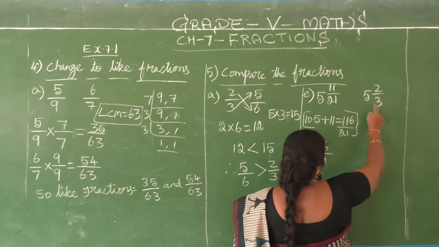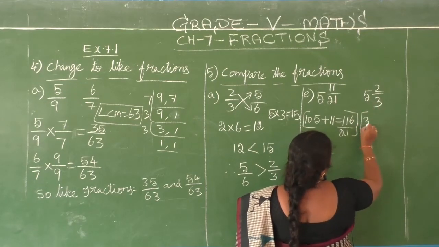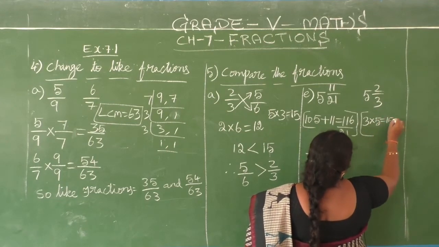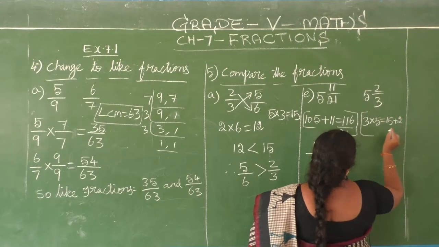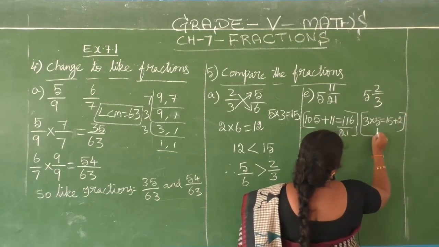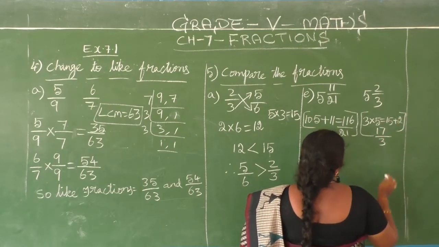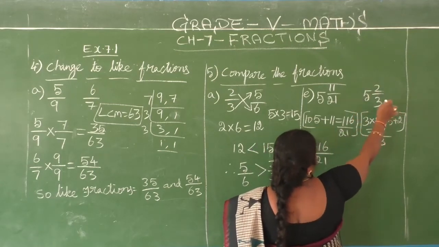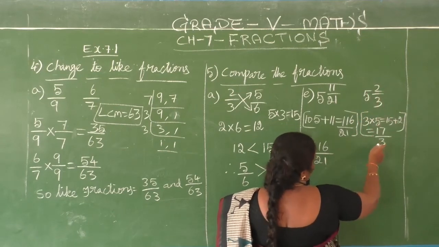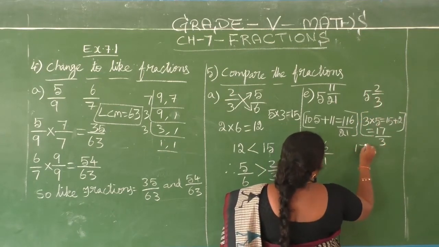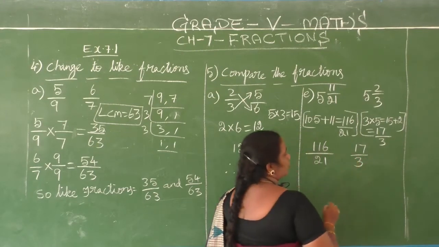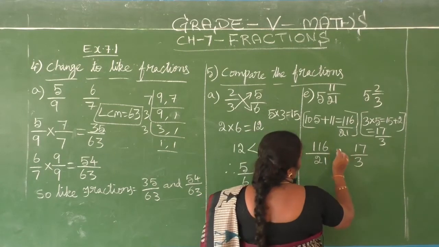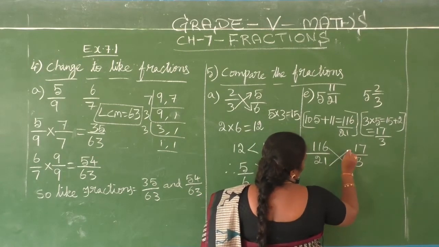Here also a mixed fraction. So 3 into 5, 3 5s are 15. So 15 plus 2, what will come? 15 plus 2 means 17 by 3. Instead of this mixed fraction 5 2 by 3, we have to use 17 by 3. After that, as usual, now we are going to compare the fractions. So you can use the cross multiplication.